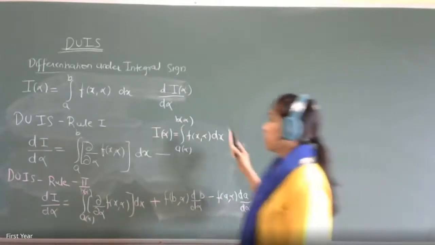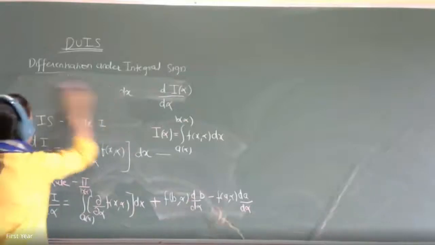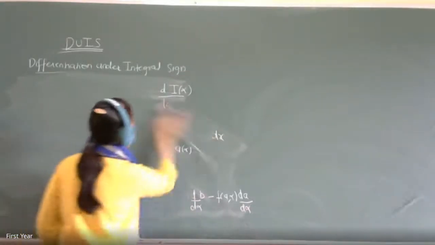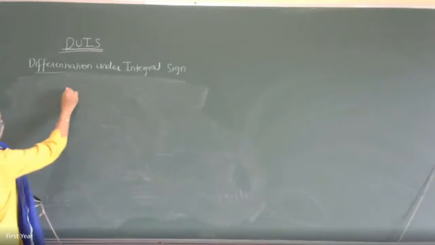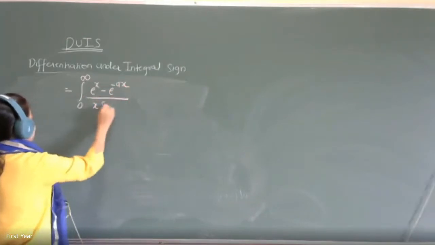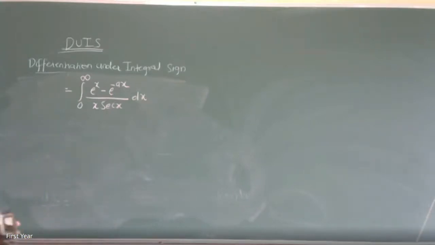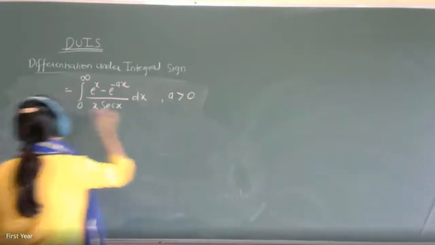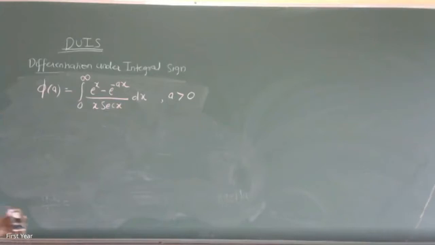Okay, take down. Evaluate the integration from 0 to infinity of (e raised to minus x minus e raised to minus ax) upon x sec x dx, with a greater than 0, and this is phi of a.